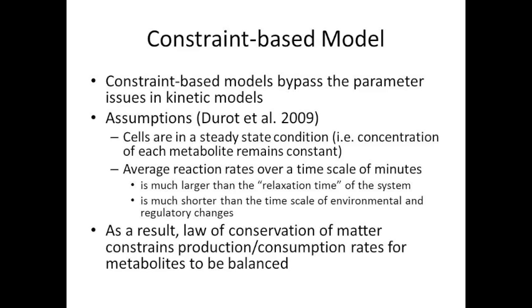So this results in a system where we can assume the primary constraint is simply the production and consumption rates for metabolites to be balanced under the law of conservation. What this says is that every metabolite produced somewhere in the system must be consumed somewhere else, and any metabolite consumed must be produced somewhere else in the system. We can add more constraints to this. It's called a constraint-based model, after all.